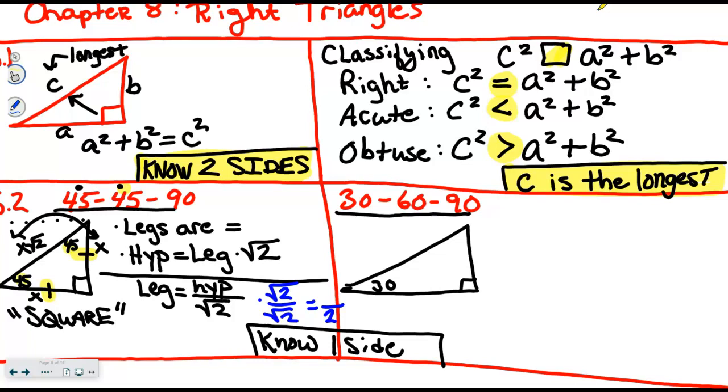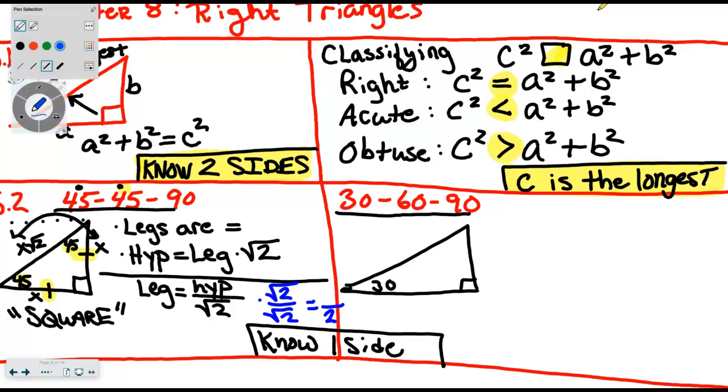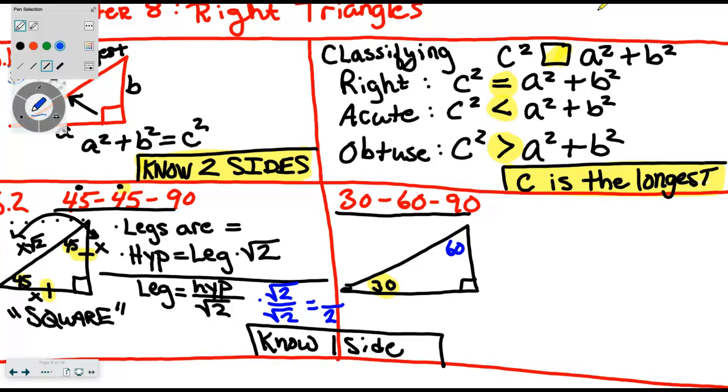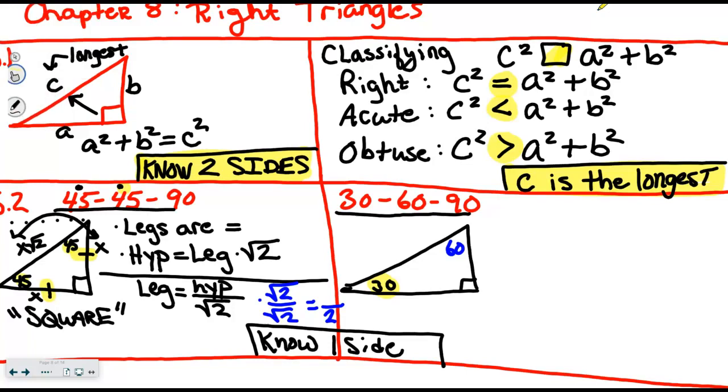The other one, the 30-60, they will never really hide it on you. You're going to know that it's a 30-60 because you're going to see either a 30 here, or if they don't put a 30 there, they'll put a 60 here. So one of the two has to be there. If you don't see it, it means it's either the Pythagorean theorem or it's going to be a trigonometry problem, which we haven't learned yet. So on your quiz tomorrow, it's all about the Pythagorean theorem and the special triangles.